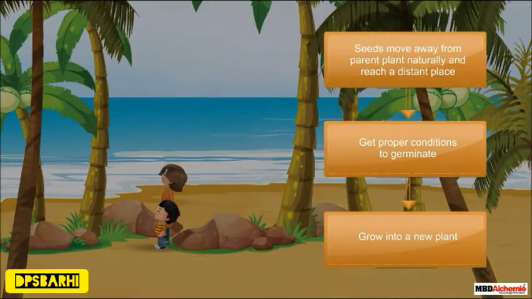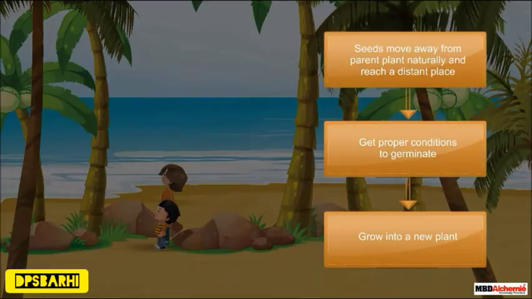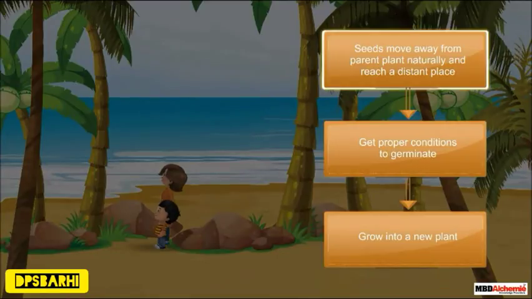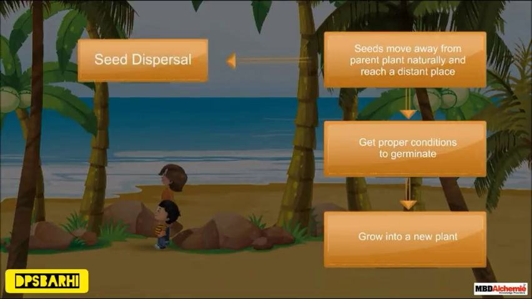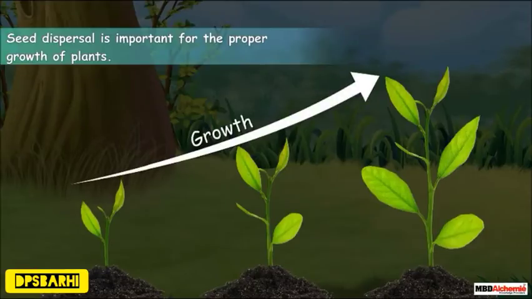So kids, you have seen how seeds move away from a parent plant naturally to a distant place. This process is known as seed dispersal. Seed dispersal is important for the proper growth of plants. Do you know why?